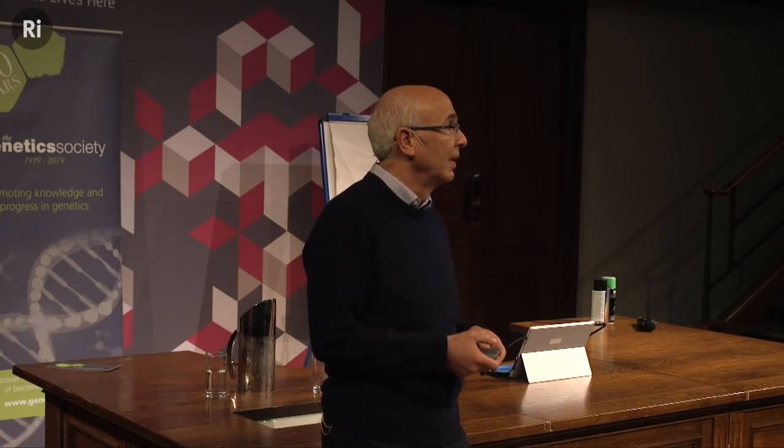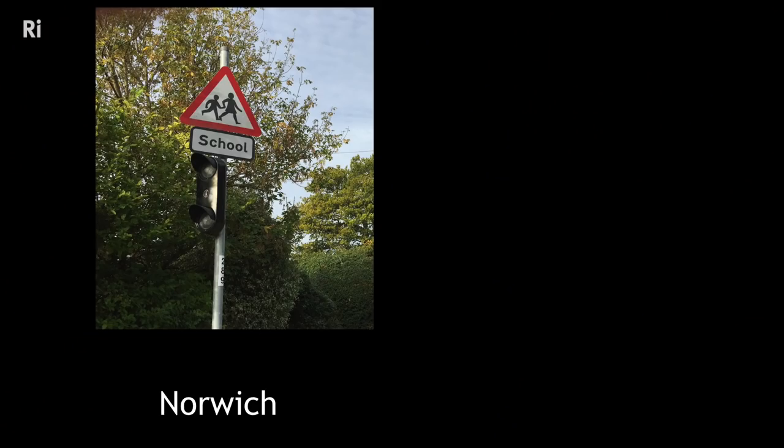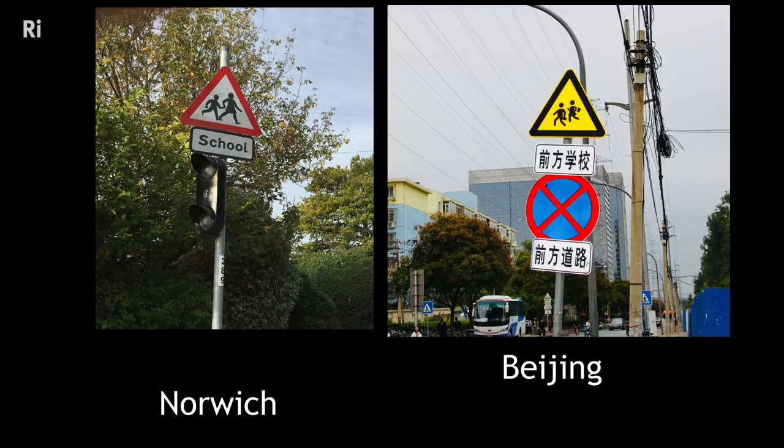For example, in Norwich, you'll see that the road signs, for example the school sign, have a white background with a red border. And the same signs in Beijing have a yellow background with a black border. And again, this has nothing to do, obviously, with the climate or environment in these two different places. Something else is going on. So you scratch your head and you decide to investigate these things a bit further.